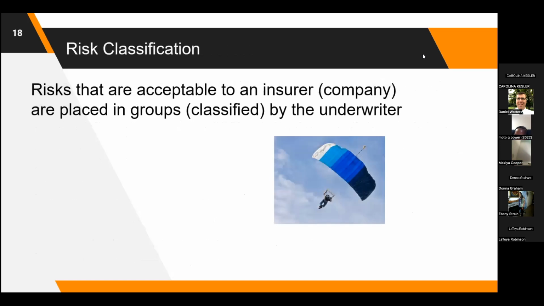So risks that are acceptable to an insurer or company are placed in groups. They're classified by the underwriter. The risks are standard, substandard, and preferred. Most everybody, you're going to write standard, right? Standard is good. So if they accept what we give them at a standard rate, and then the company finds them to be preferred, they're going to be really happy. They got a lower rate, and they're going to go tell all their friends, right? There you go.